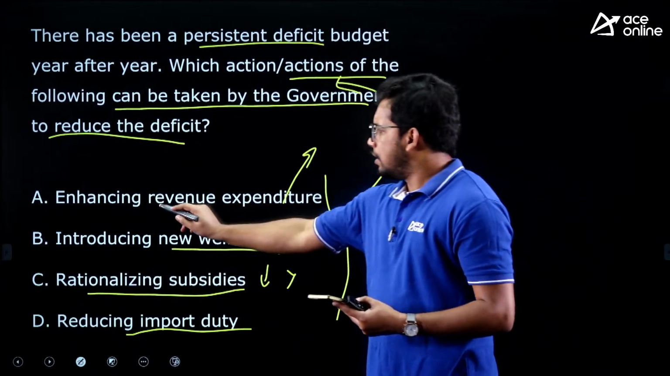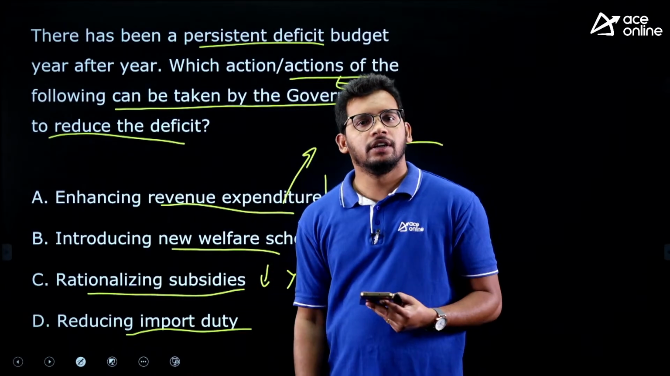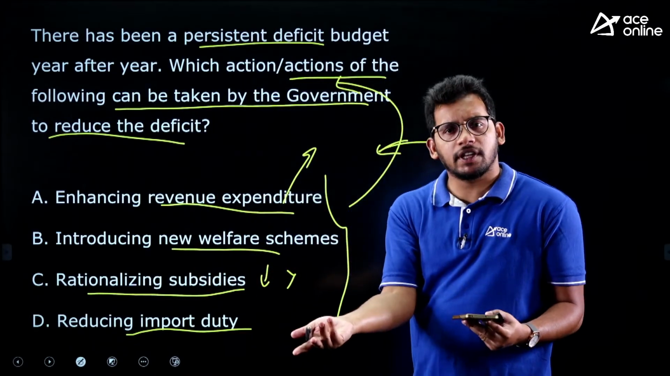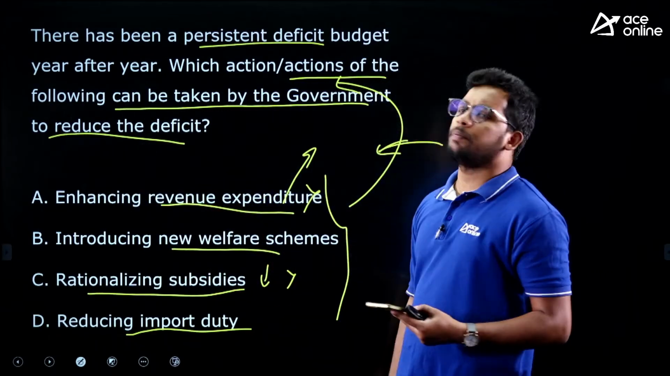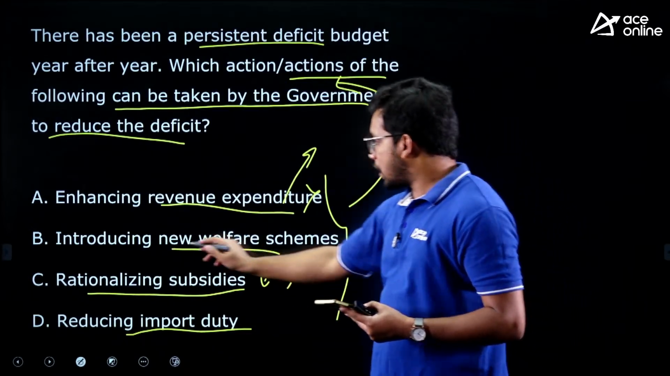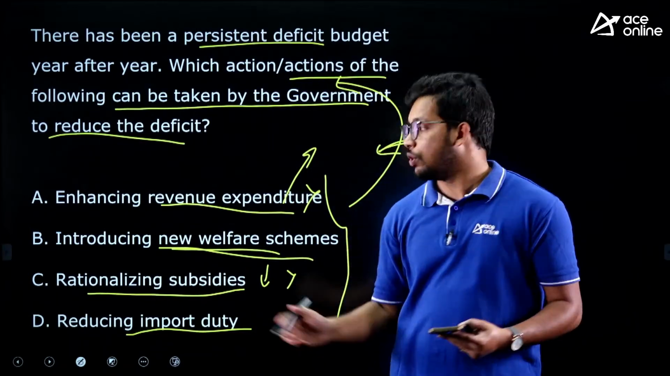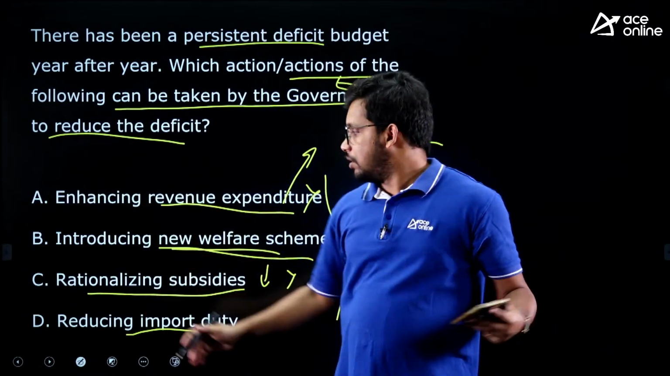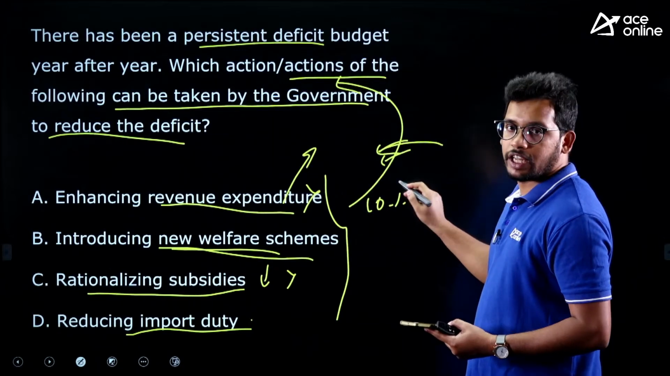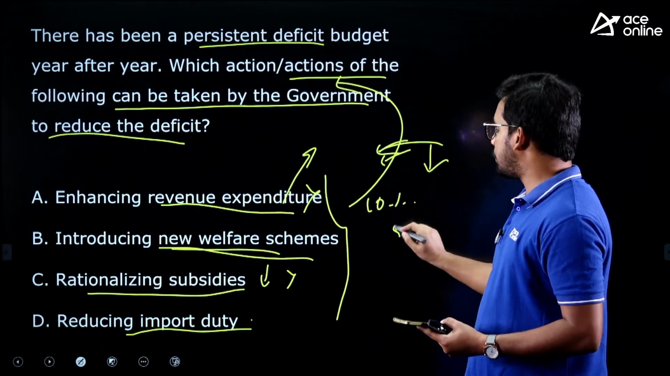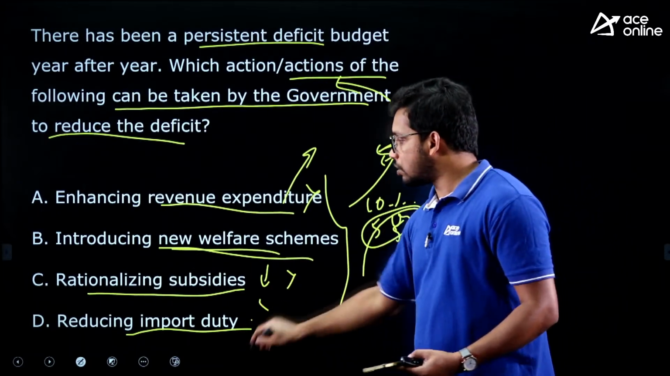Jashwant, understand, enhance revenue expenditure. Will increasing the expenditure reduce the government deficit? No, right? It will increase the deficit more. They will enlarge their differences. So this is not a good measure. Now the second one, new welfare schemes. If new welfare schemes are launched, the government again requires money, so the deficit will widen again. And reducing import duty: for example, they are getting 10% of import duty, 10 crore. Now if the government reduces it to 5%, they will lose 5 crore. So government money is reducing. So this is also wrong.